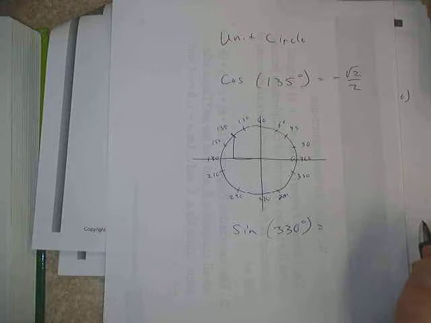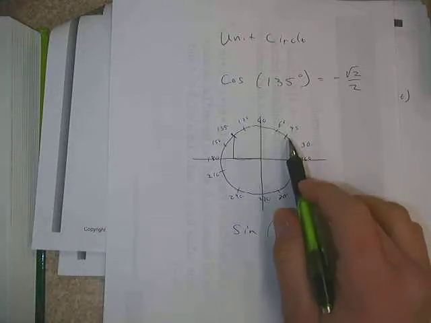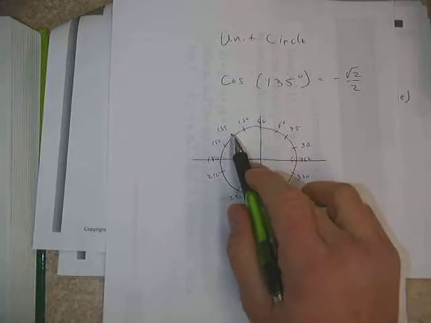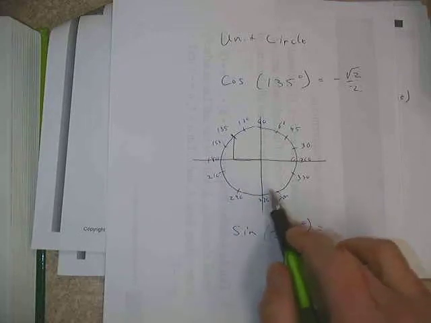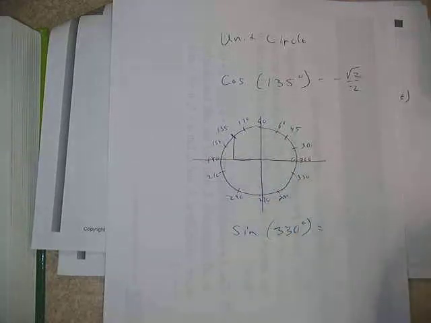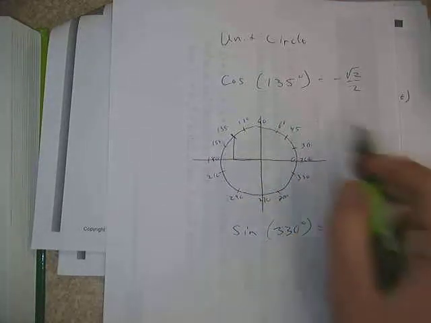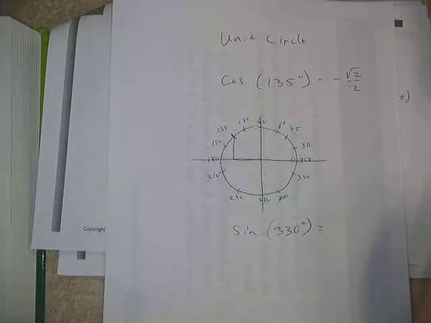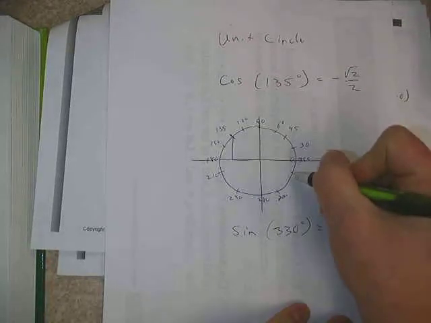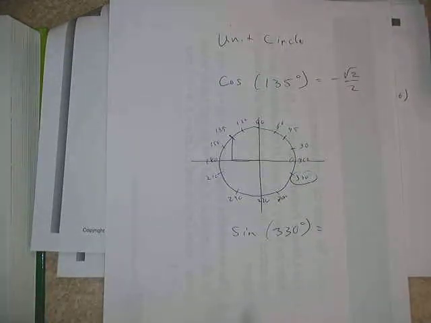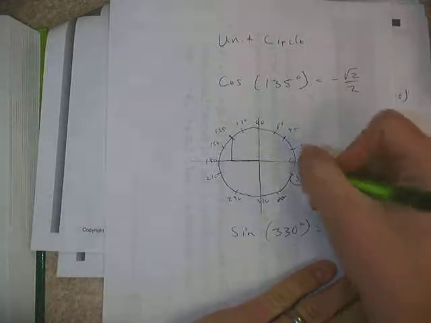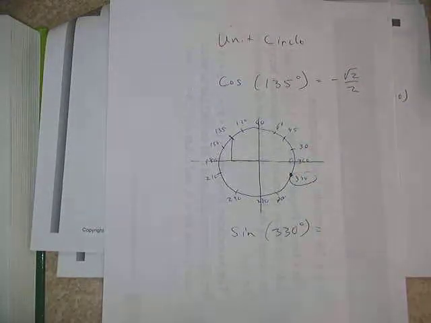In order to make your own unit circle when you need to, all you need to do is be able to count by 30s, or also count by 45s: 45, 90, 135, 180, 225, 270, 315, 360. Fair enough? As long as you can count by 30 and by 45, you should be able to make your own unit circle very quickly, which allows you to find the angle. So here's the angle in question, 330.